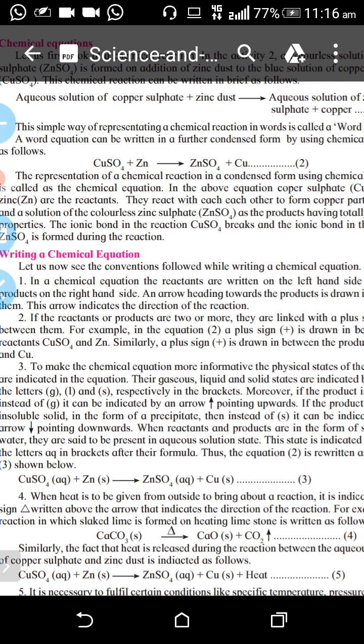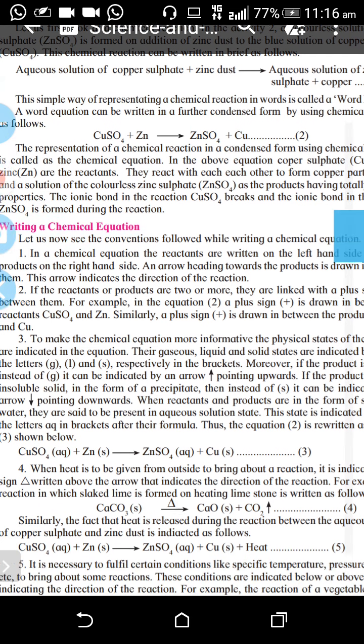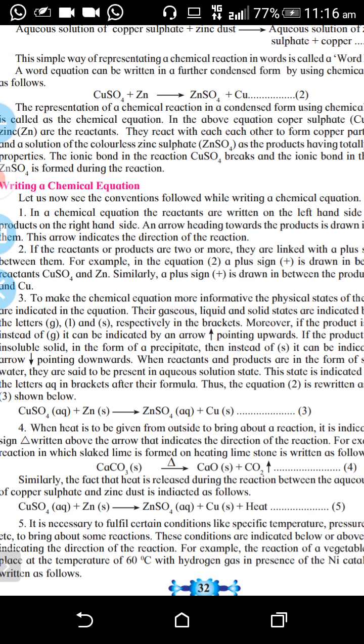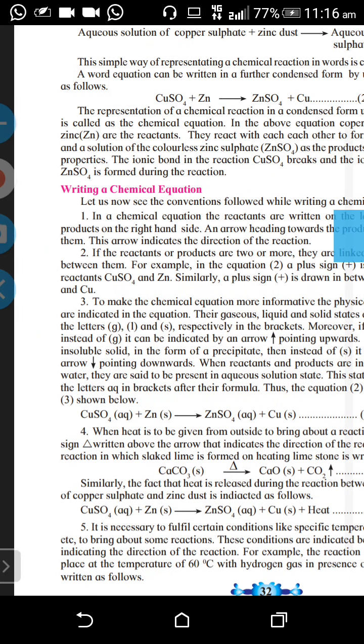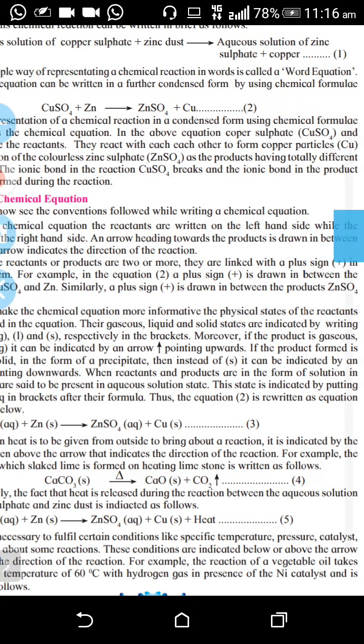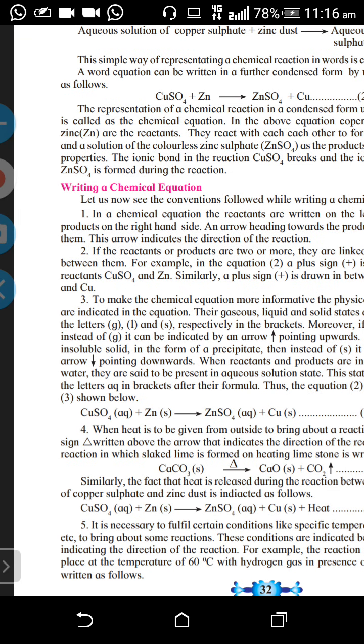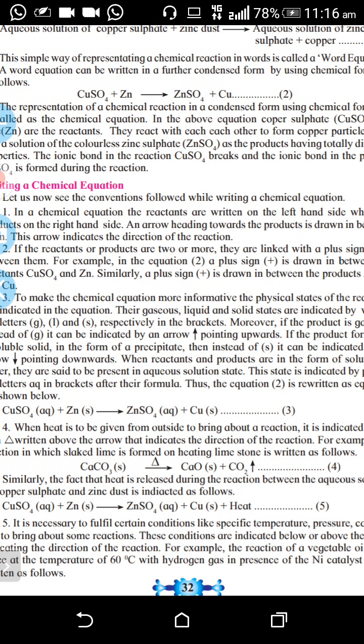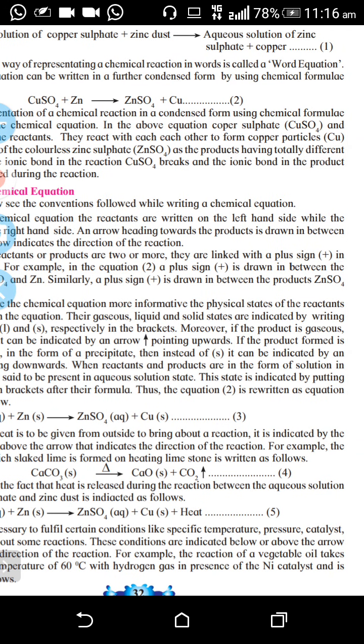Any problem? In a chemical equation, the reactants are written on the left hand side, while the products are written on the right hand side. An arrow pointing towards the products is drawn in between the reactants and the products. The arrow indicates the direction of the reaction. Okay, so the head of the arrow you show towards the product. If the reactants or products are two or many, they are linked together with a plus sign.